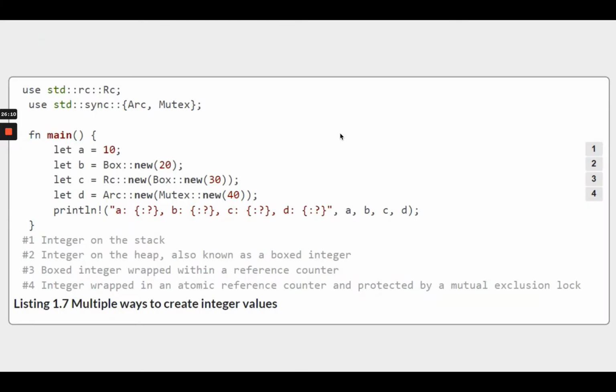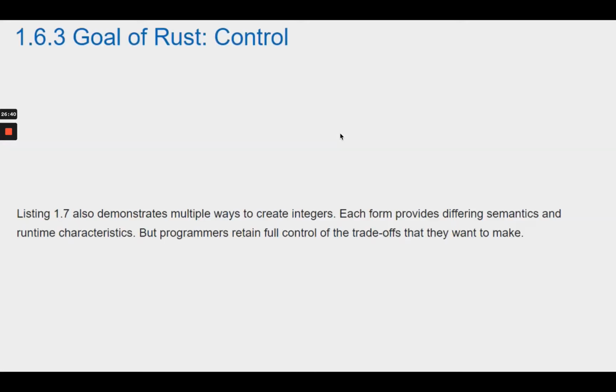Listing 1.7 prints the line A:10, B:20, C:30, D mutex, data 40. Each representation is another way to store an integer. As we progress through the next few chapters, the trade-offs related to each level become apparent. For the moment, the important thing to remember is that the menu of types is comprehensive. You are welcome to choose exactly what's right for your specific use case.